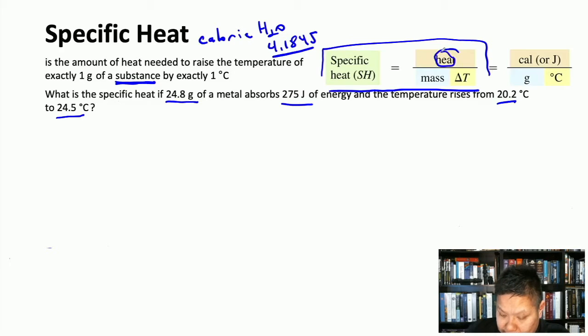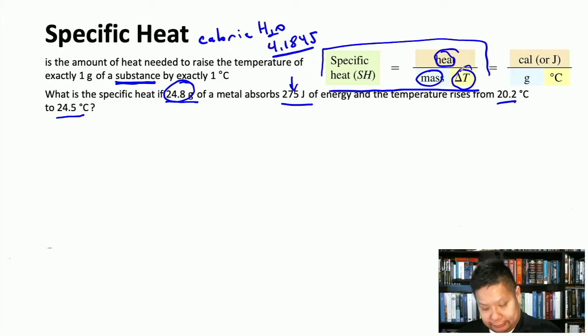We have the heat, which is right there. This is the heat. We have the mass of the stuff, whatever it is, right here. And we also have this, delta T, which is the change in temperature. That's the 24.5 degrees Celsius that came from the 20.2 degrees Celsius, right? That change in temperature. So let's go ahead and plug in the equation.